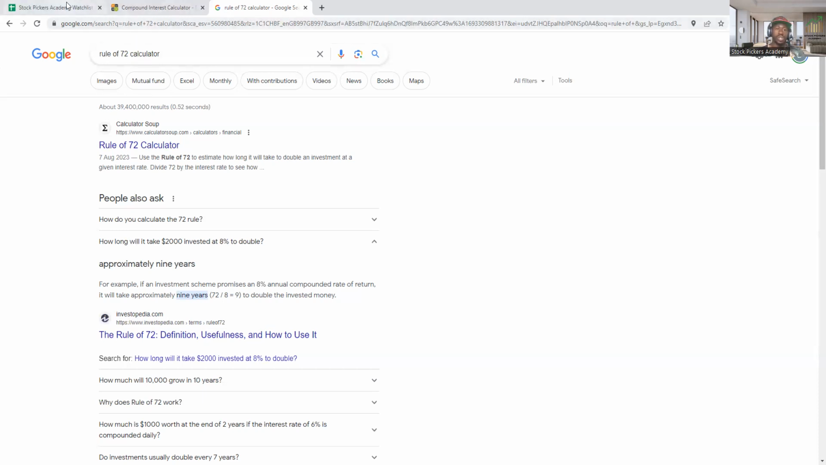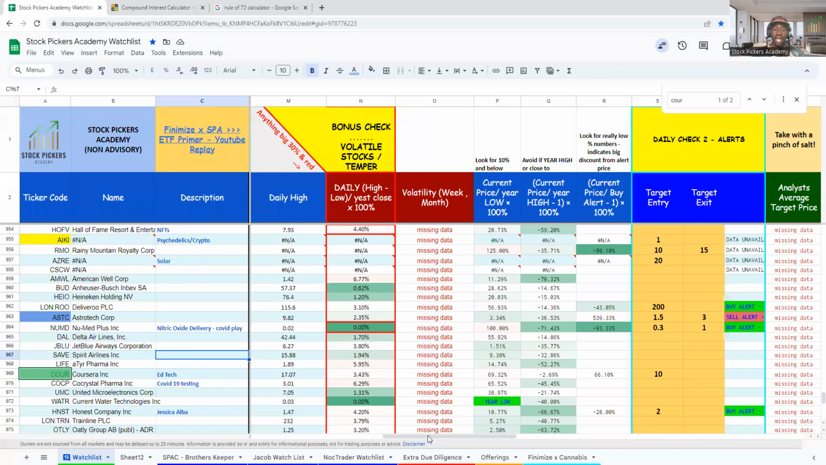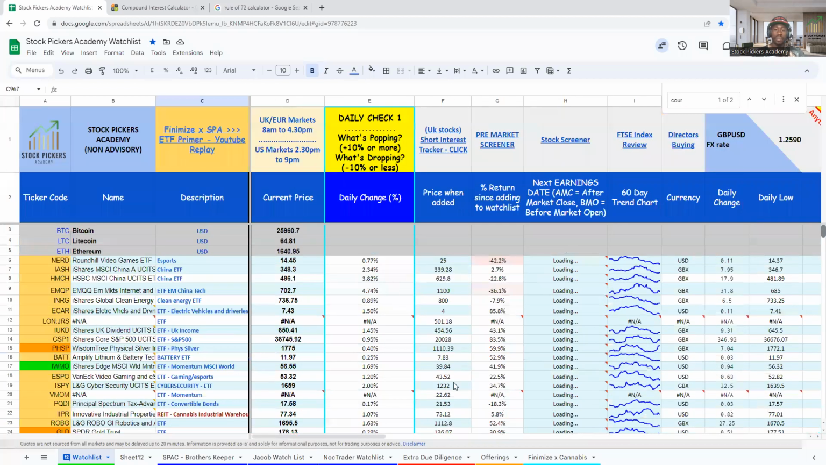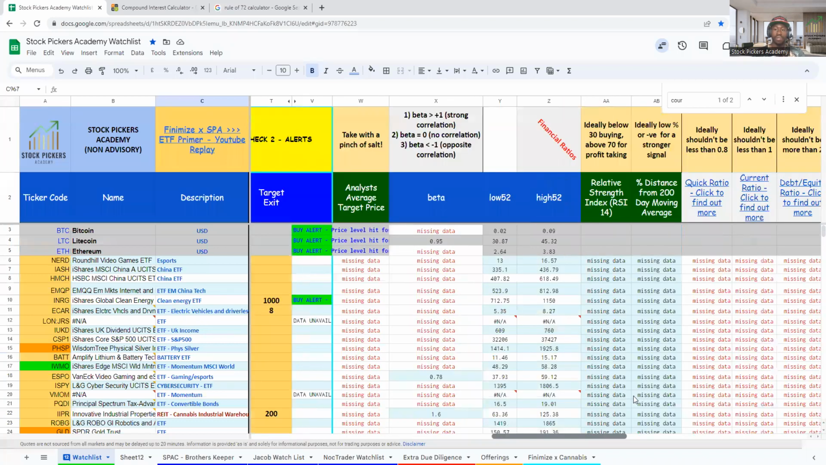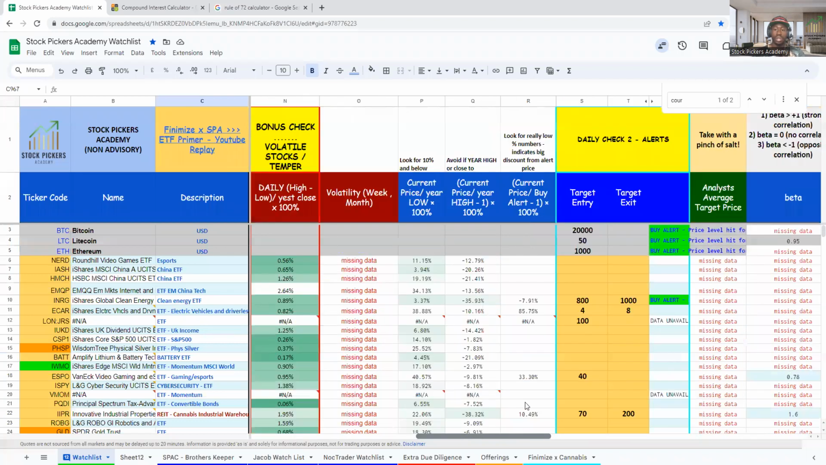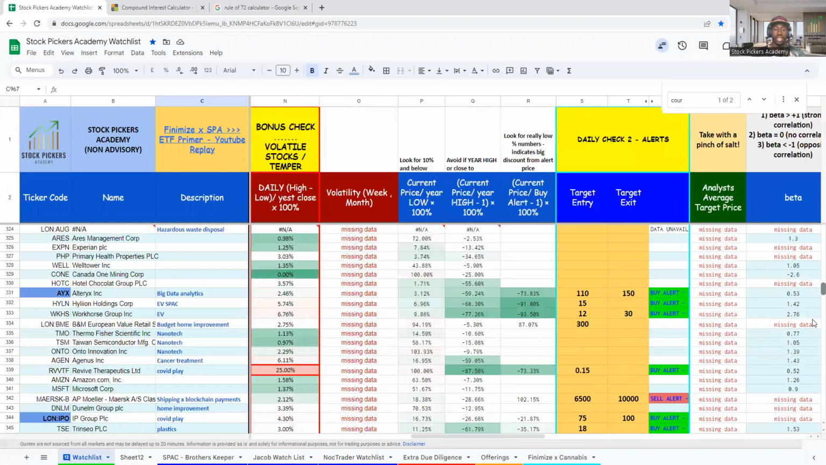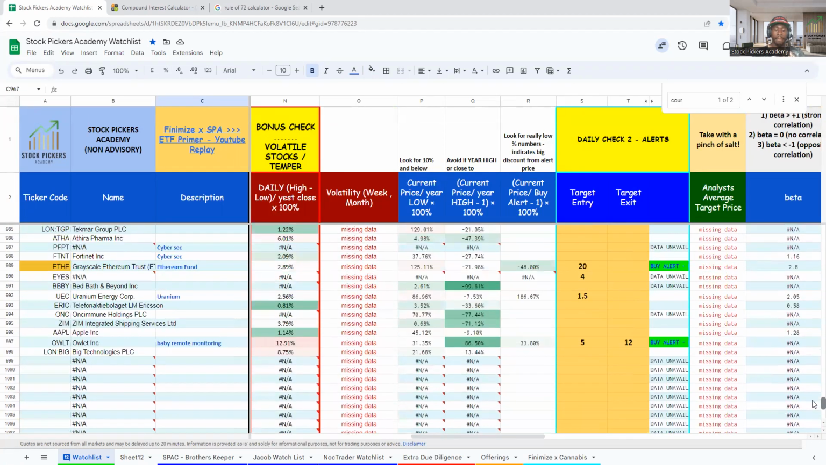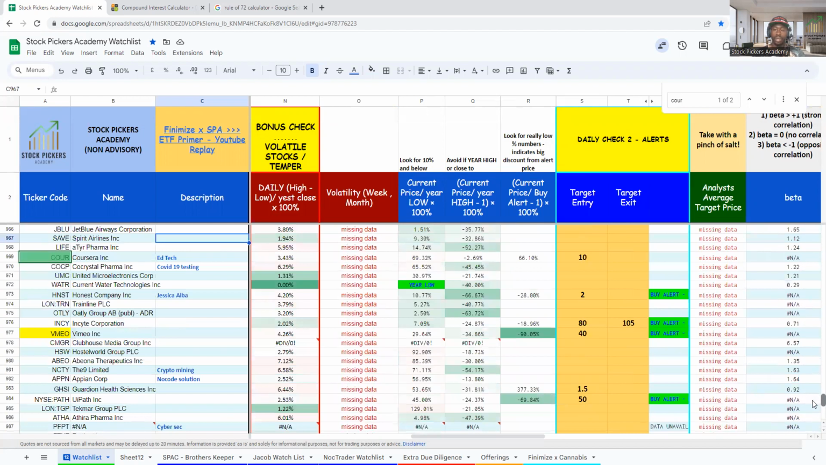When we invest in individual stocks, so this is the cash cow. This is a Stock Pickers Academy watch list. It's got all kinds of fields. It's got alerts, it's got ETFs, it's got a bit of crypto. It's real time. It's got 1,000 stocks on here. This is a cash cow.